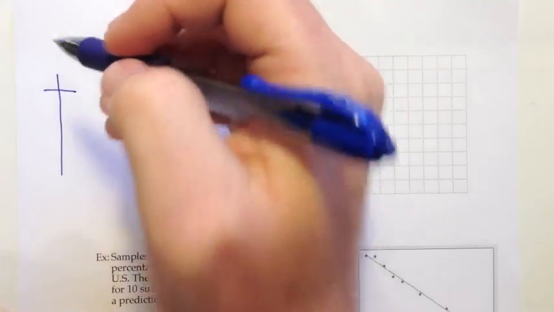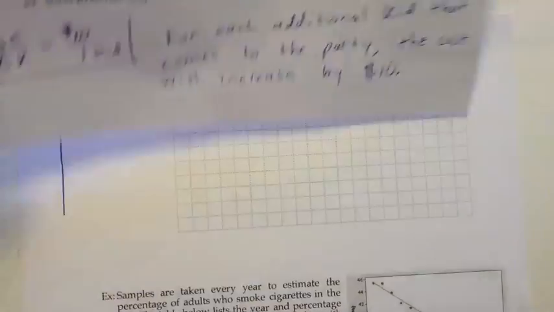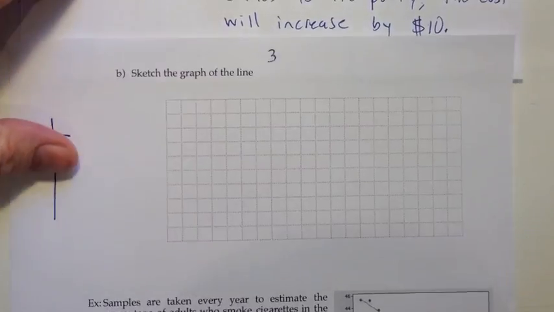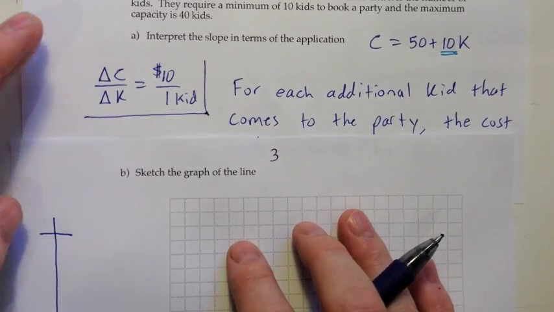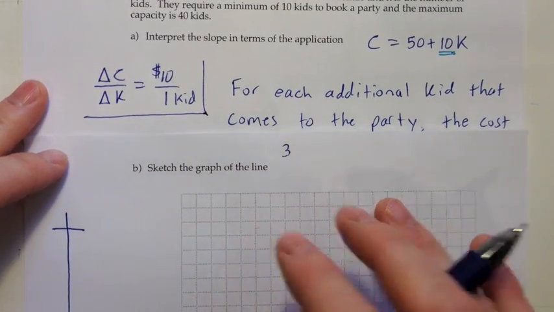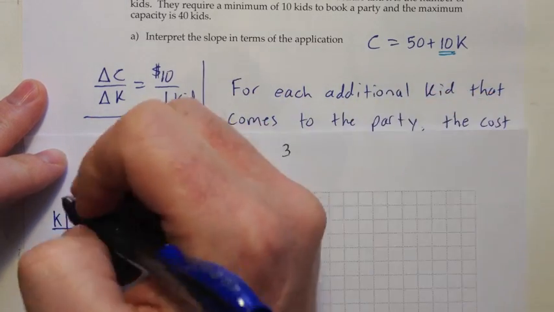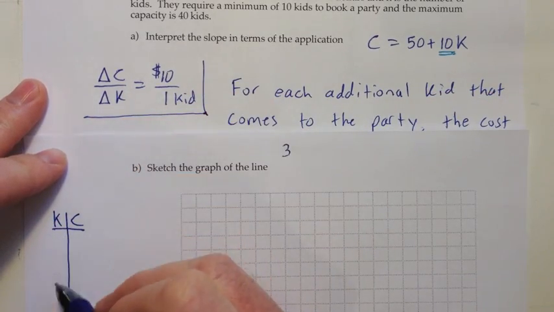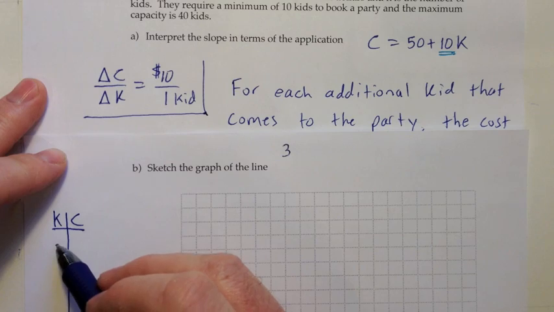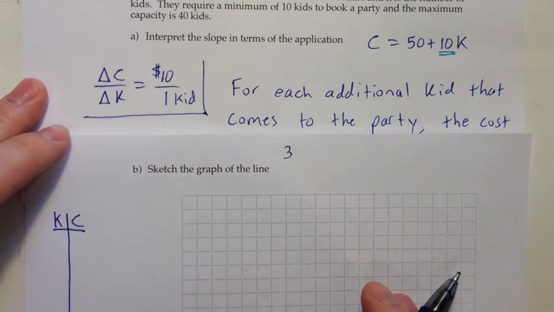Normally I would do X and Y, but if I bring in that problem we were working on, we can see that our variables were not X and Y. Our input variable was K, and the output variable was C. And then I'm going to put in different values of K, but I'm not going to do 0, 2, and -3 like we did earlier.